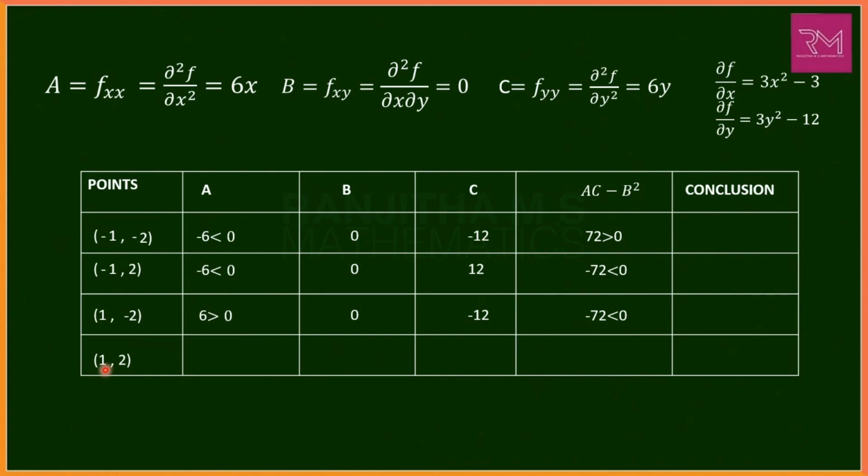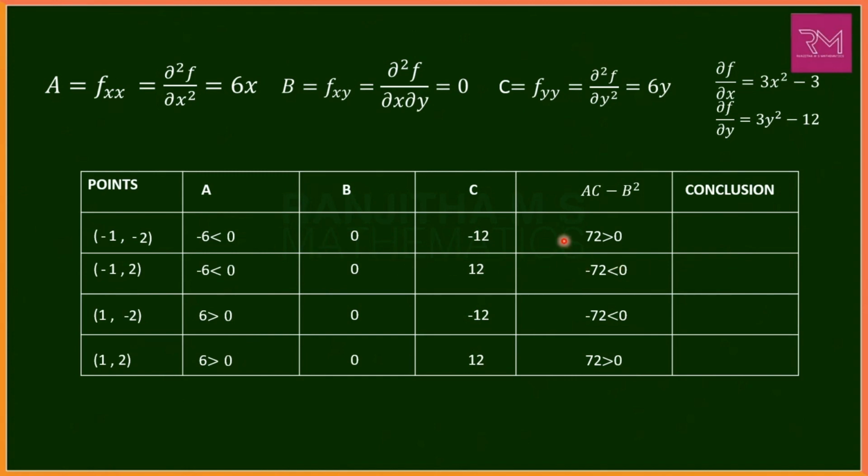In a similar way, we have to substitute the x value as 1 and the y value as 2 here. Here A is 6 into 1 is 6, which is greater than 0. B is 0 and C is 6 into 2, which is 12. Next we have to find AC minus B square, that is 6 into 12 is 72, which is greater than 0. In the last step, we have to find the extreme value for the function.